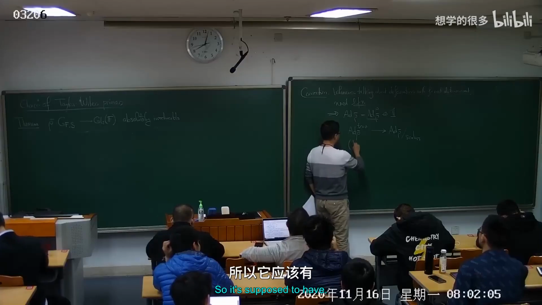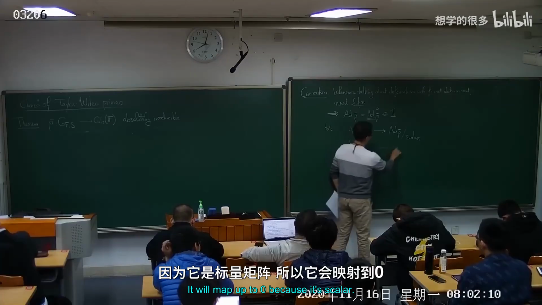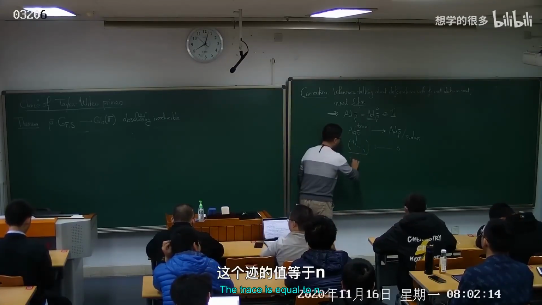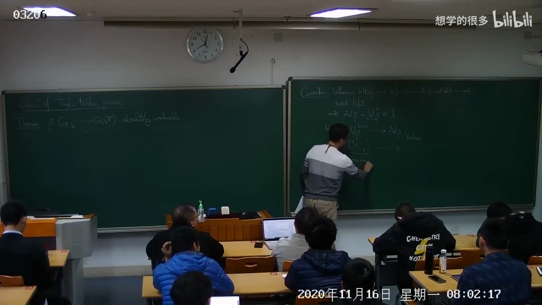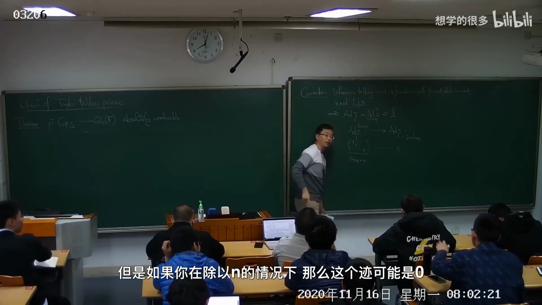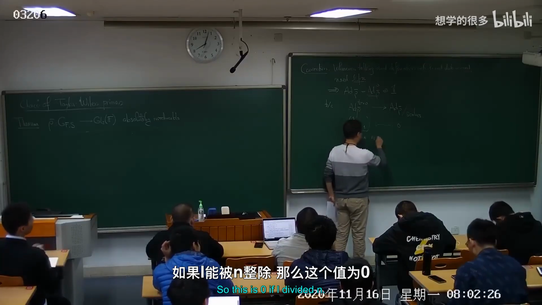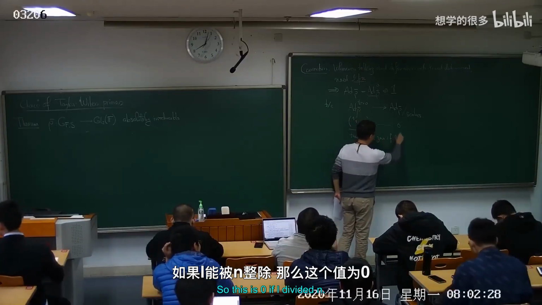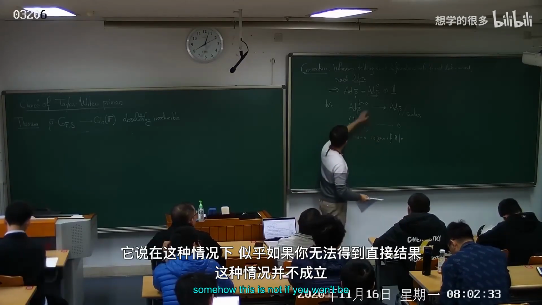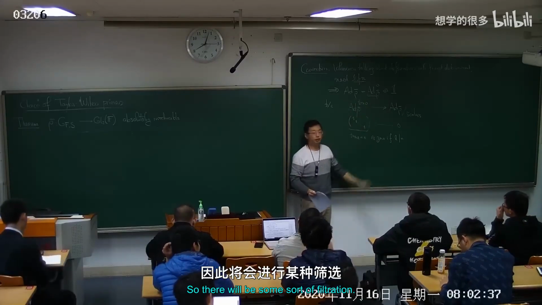Just think about this. Suppose you have the identity matrix 1 here. Definitely it will map to 0 because it's scalar. But on the other hand, what is its trace? The trace is equal to N. But if L divides N, then this trace could be 0. So this is 0 if L divides N. In that case you won't be able to get a direct sum; there will be some sort of filtration.